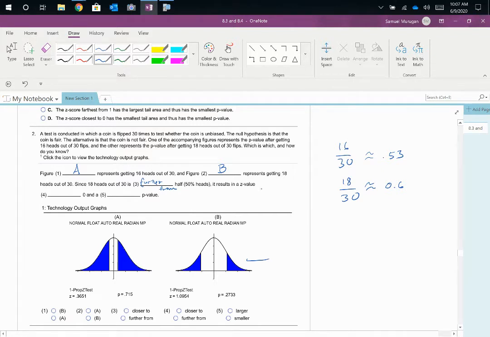It results in a z-value that is further from 0 and a smaller p-value. Okay? That 18 out of 30 will be further away from 0 and result in a smaller p-value because it's a larger proportion. Makes a little bit of sense? All right.